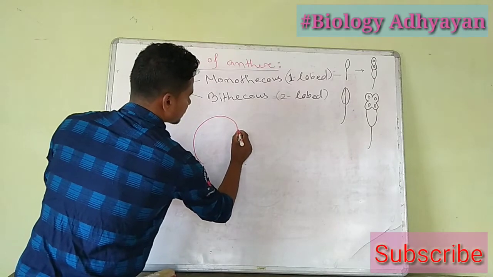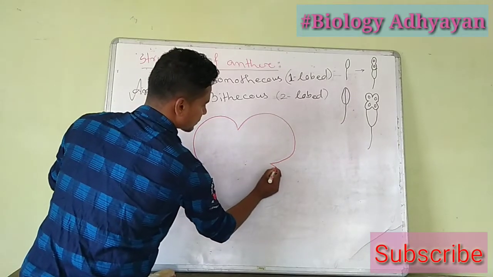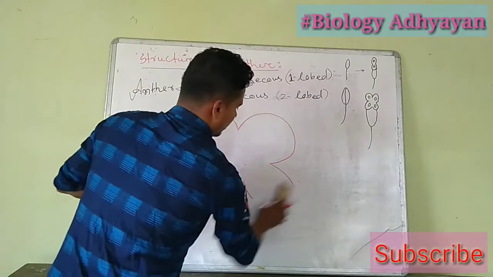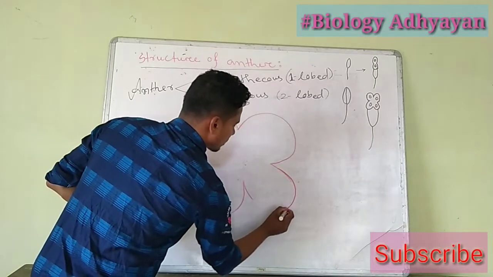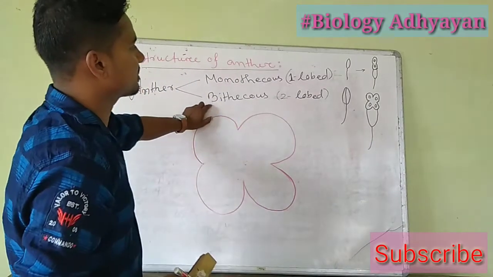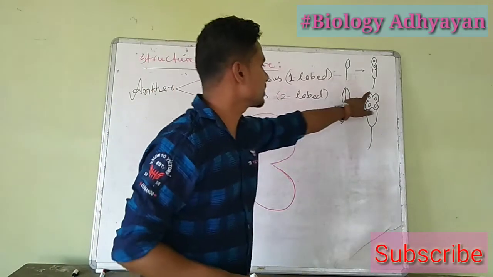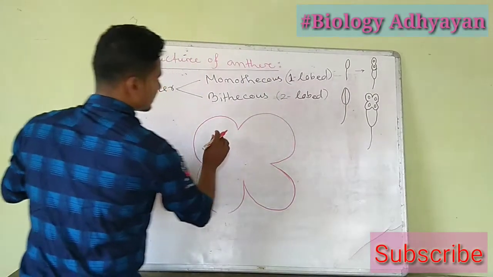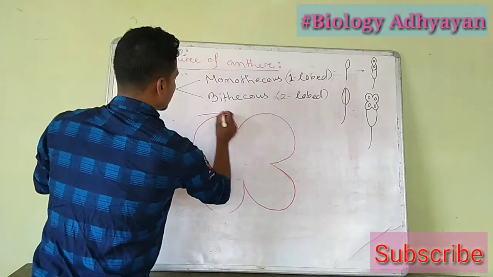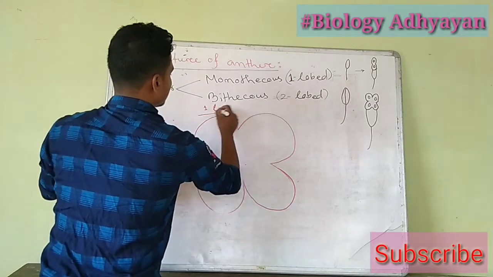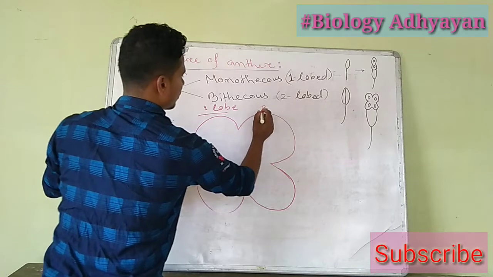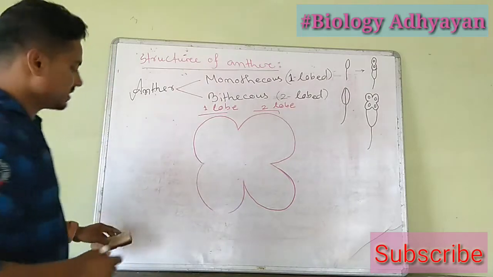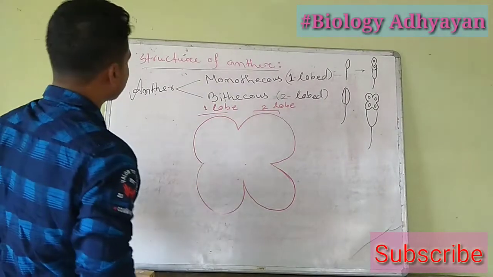The internal structure of an anther looks like this. As I have shown, a bithecous anther has two lobes, which means four microsporangia are there, and these are the two lobes, lobe number 1 and lobe number 2. Suppose lobe number 2. Here we will see what the internal structure of an anther is.